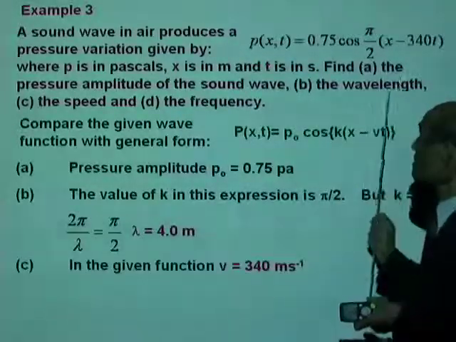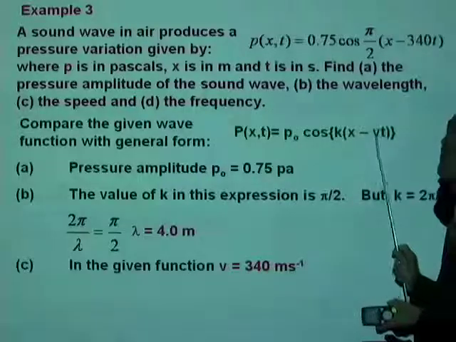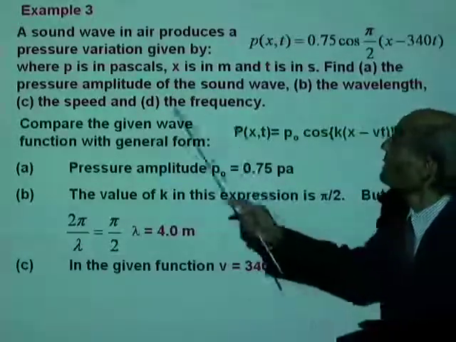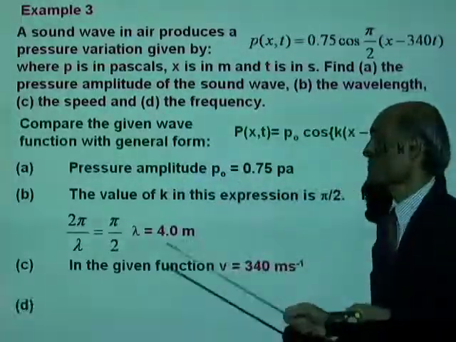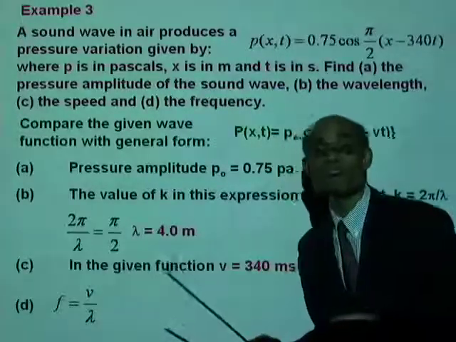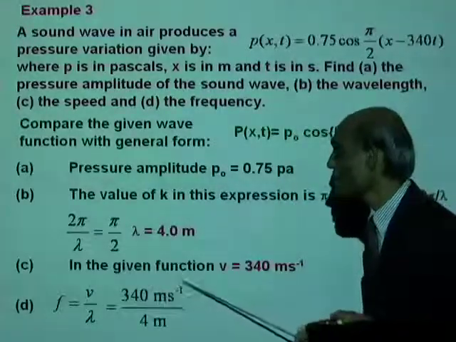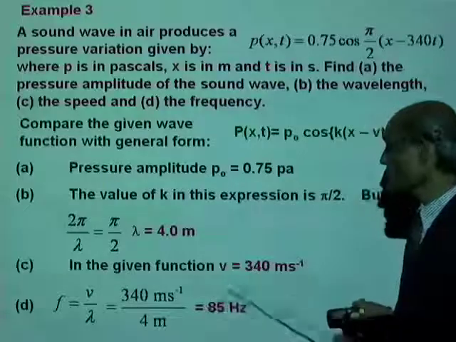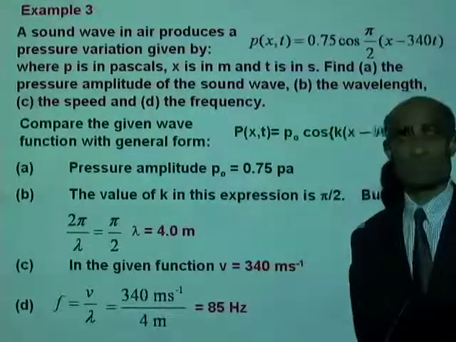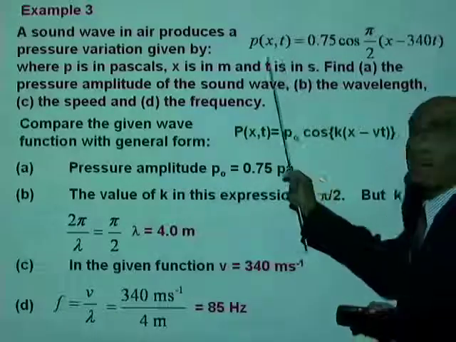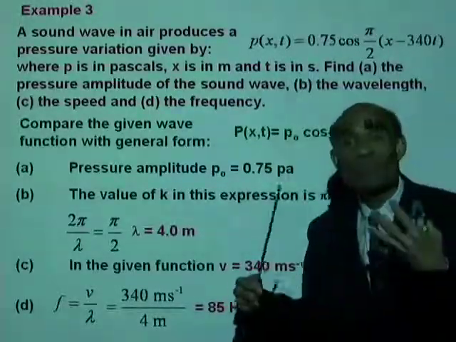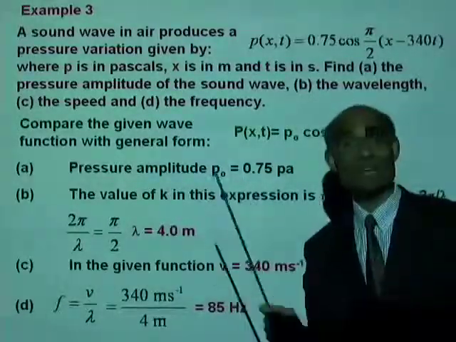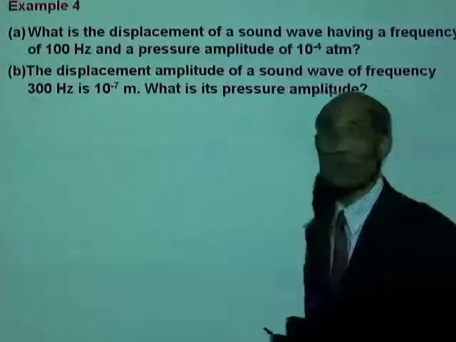Alright, what is the speed of the wave? The speed of the wave is 340 meter per second. And finally the frequency. Frequency f equal to v over lambda. We know v is 340 meter per second. Lambda is 4 meter. Therefore, the frequency is 85 Hertz. Alright, so that means once you know the harmonic wave equation, you have practically all the information about that wave in that equation. Alright, let's do another problem.